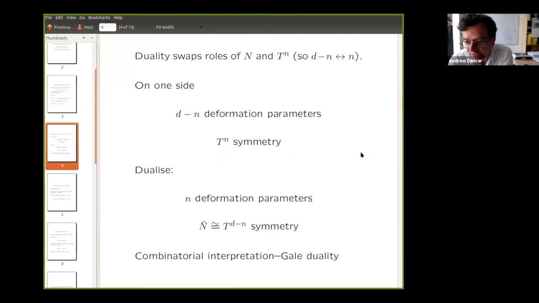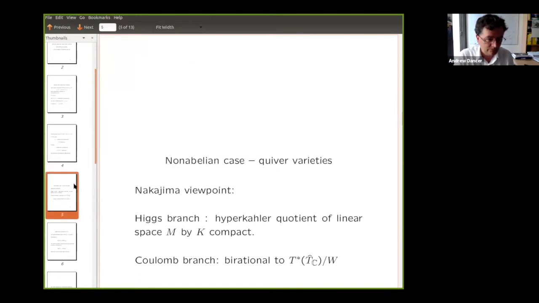So it's a very nice interpretation of this in terms of some quite classical combinatorial convex geometry, and people like Braden, Licata, Proudfoot, Webster have pushed this idea a lot further. I think we have a fairly complete understanding now of duality in this abelian case. What about the non-abelian case? Well, this is leading us to quiver varieties, at least an important class of examples, and this is rather less well understood.